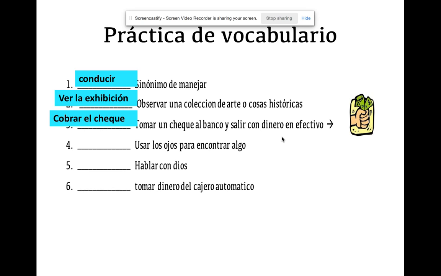Número 4, usar los ojos para encontrar algo. So to use your eyes to encontrar, you had that before. Remember, like to encounter something, to find. That would be buscar. Hablar con Dios. That would be rezar, to speak with God. And then tomar dinero del cajero automático. That would be sacar dinero.